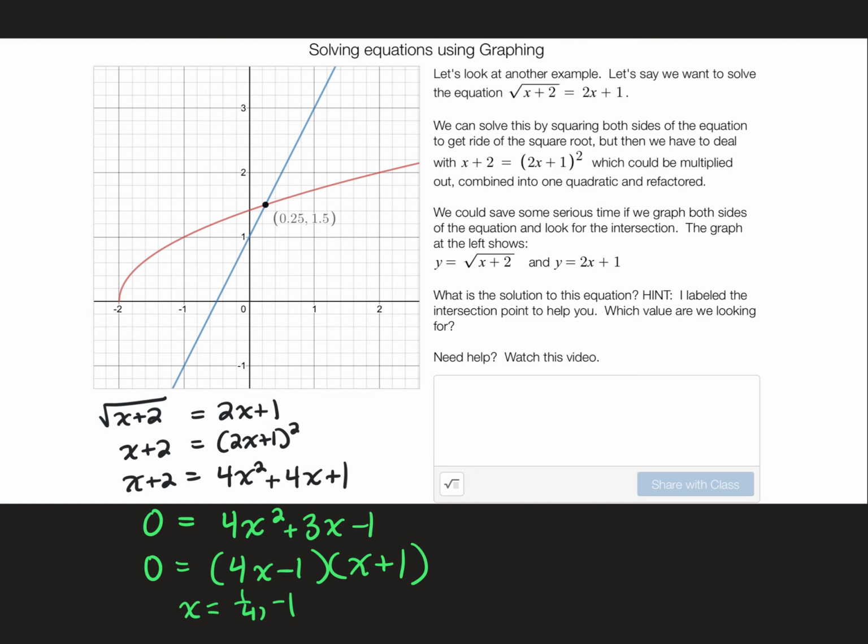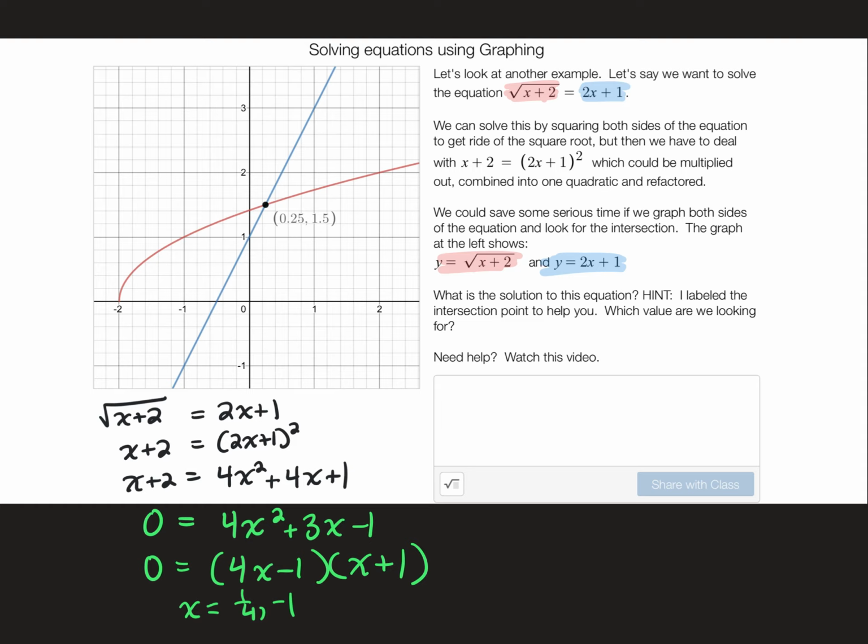So on the graph, once again, I would take the two sides of the equation. So I have 2x plus 1. I'm going to turn that into an equation by itself. And then I have square root of x plus 2. Going to turn that into an equation by itself. And then you see those two graphs to the left.